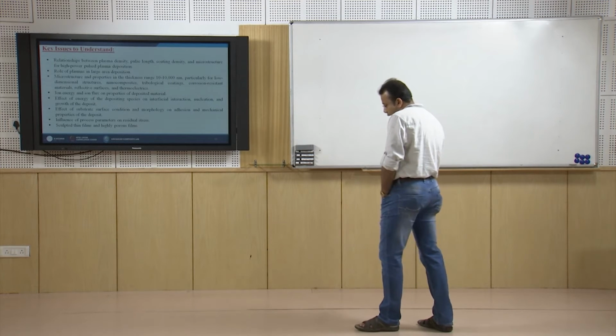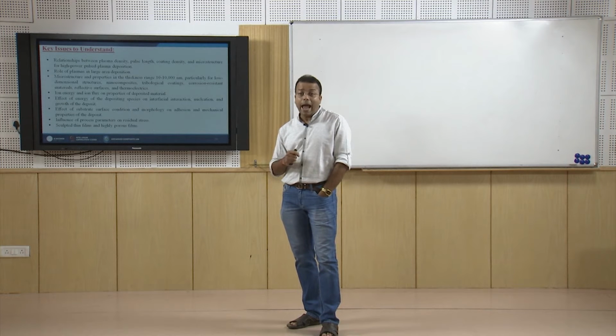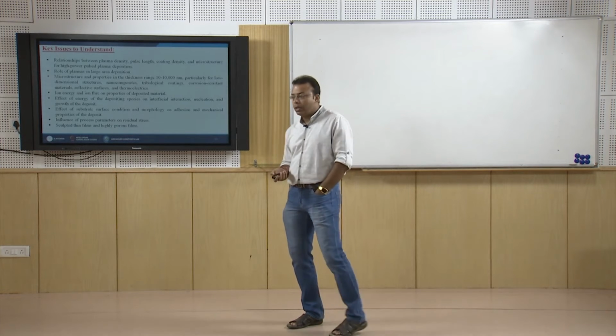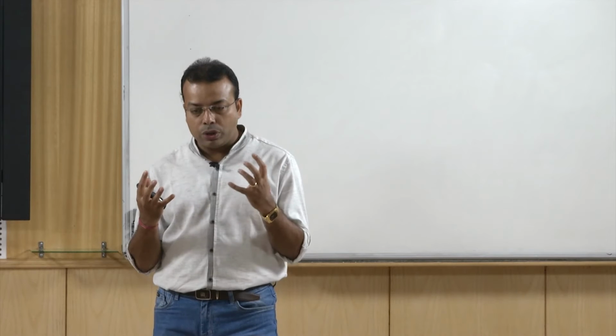Key issues. So, there are certain issues also. Before going to do the depositions, we have to know all these pros and cons about the deposition techniques. So, what are those? Relationships between plasma density, pulse length, coating density and microstructure for high power pulsed plasma depositions, role of plasmas in large area depositions, microstructure properties in the thickness range of 10 to 10,000 nanometer, particularly for low dimensional structures, nanocomposites, tribological coatings, corrosion resistant materials, reflective surfaces and thermoelectrics, and the effect of ion energy and ion flux on properties of deposited materials.